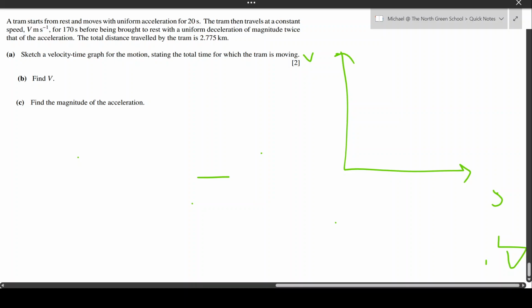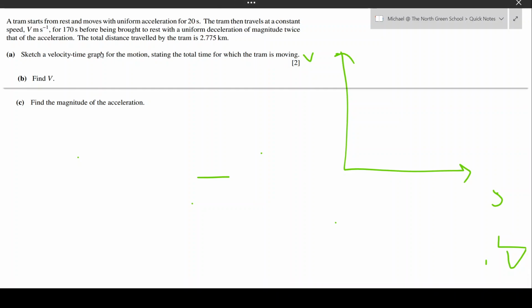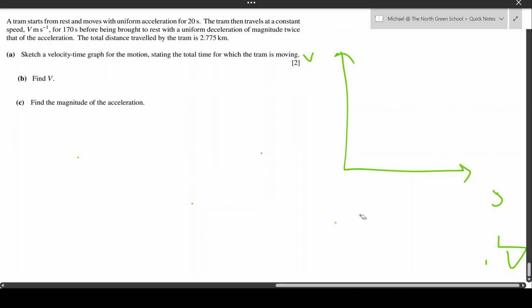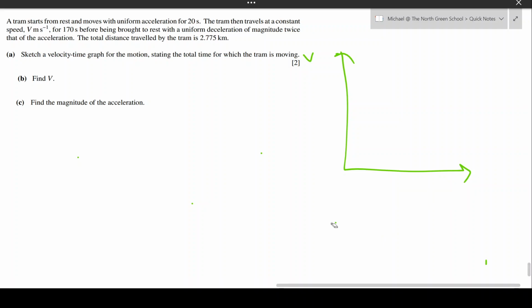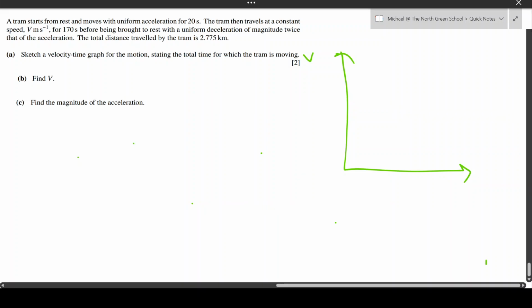Okay, so here I've got a question. A tram starts from rest and moves with uniform accelerated motion for 20 seconds. It then travels at a constant speed for 170 seconds before being brought to rest with a uniform deceleration twice that of the acceleration. The total distance is 2.775 kilometers. Sketch the graph and show the total time for which it's moving.